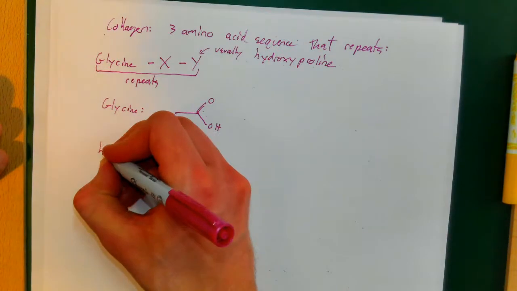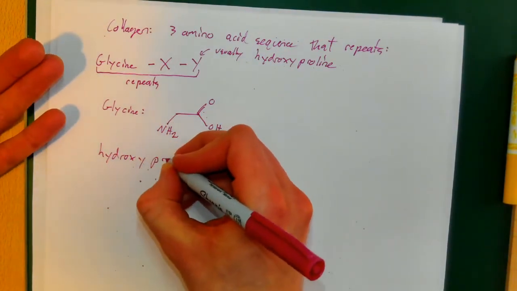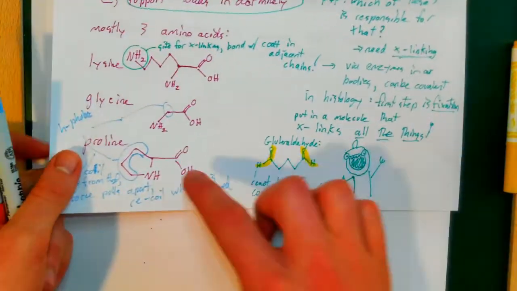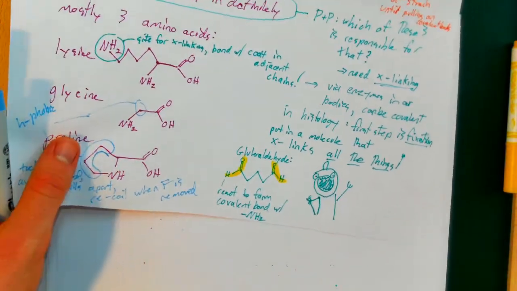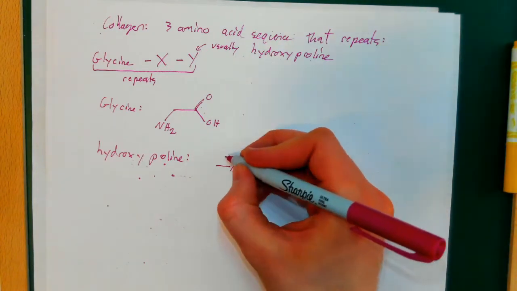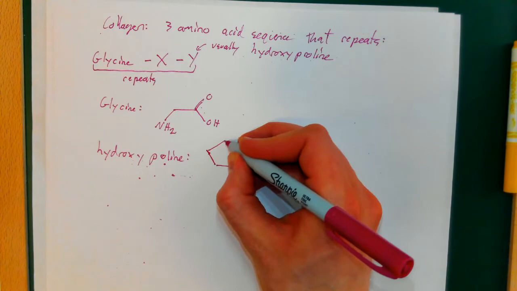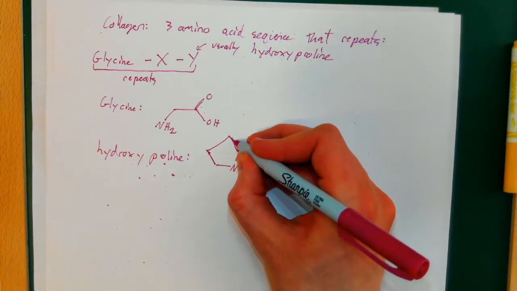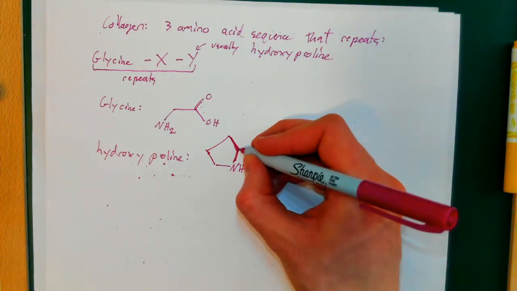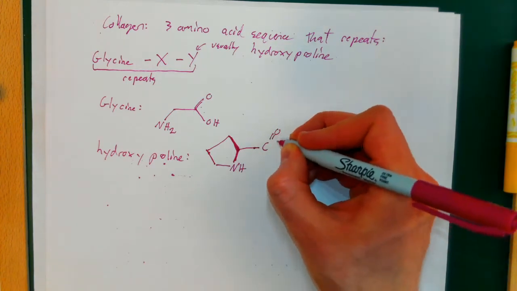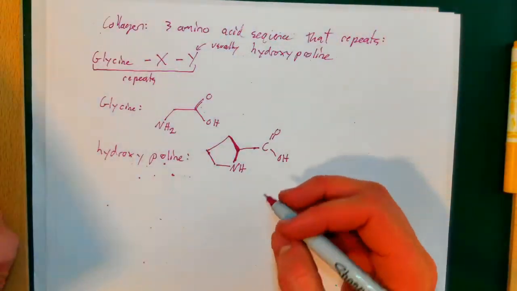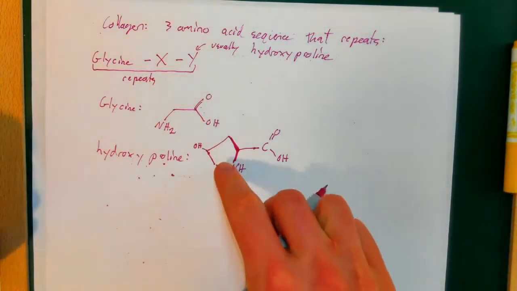But hydroxyproline looks similar to proline, right? So this is proline. Hydroxyproline is basically just proline, but with an extra OH group. So we have an NH, we have this carbon ring that looks like this, and then there's this COOH right here. So this is proline right here, but hydroxyproline just has an OH group like this.